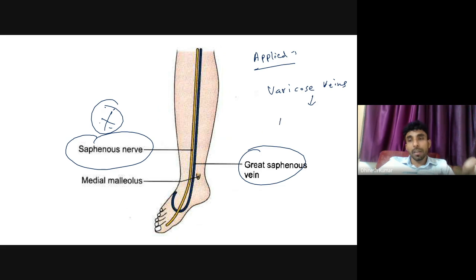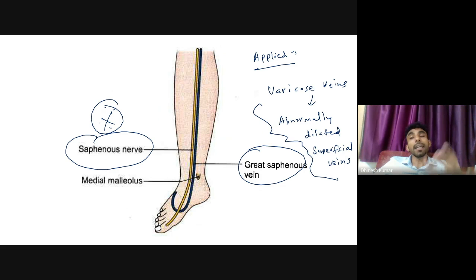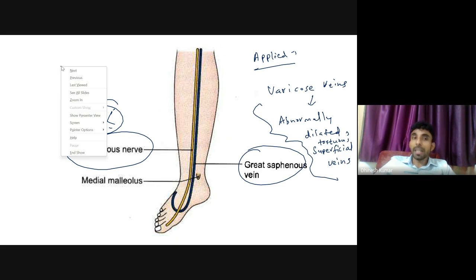In spotters, if you write varicose veins, it is enough. Abnormally dilated and tortuous superficial veins are called varicose veins. It is usually common in people who are standing for a long time.